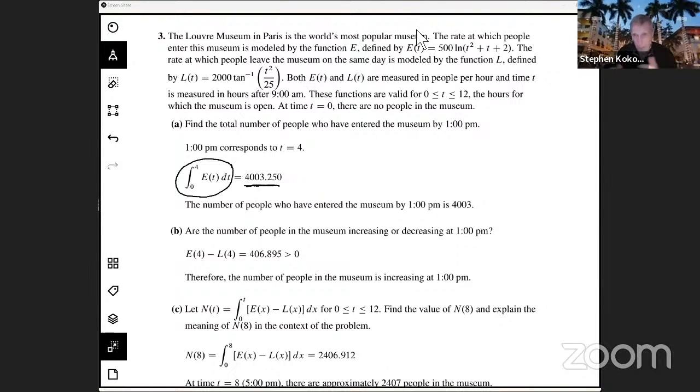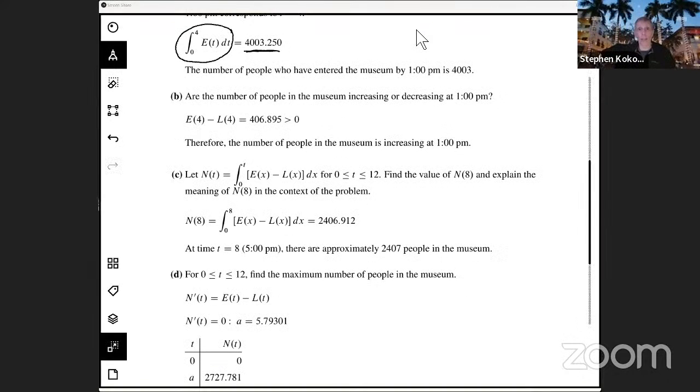Are the number of people in the museum increasing or decreasing at 1 o'clock? Well, again, I've got to take a look at the difference in rates here, E of 4 minus L of 4. I think that comes out to be a positive 406. So that tells me at this time, the number of people in the museum is increasing.